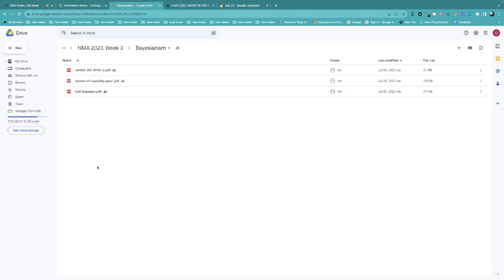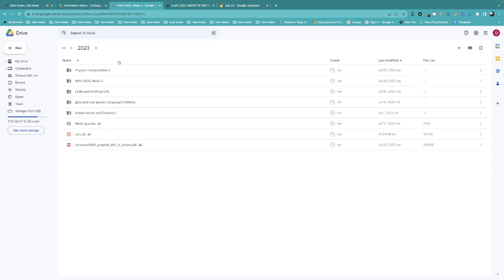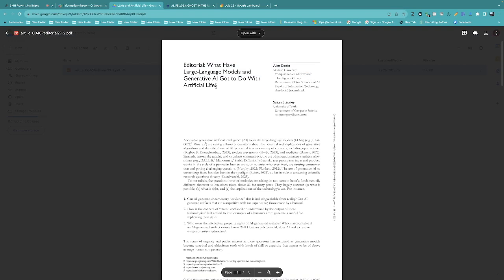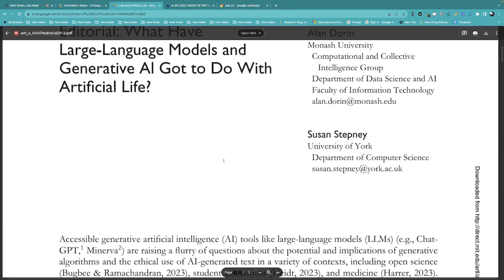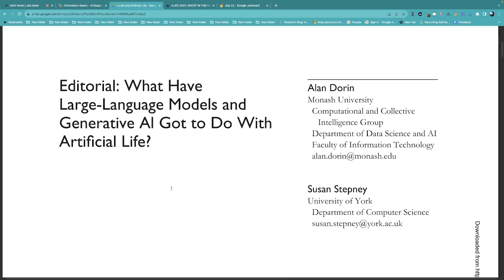One of the things that I was able to get from one of the authors here, let me go back, is this paper. This is a brand new paper in the journal Artificial Life. This is an editorial, and this is really about artificial life as a field and large language models and generative AI. So this is Alan Doran and Susan Stepney. They're both pretty well versed in that field.